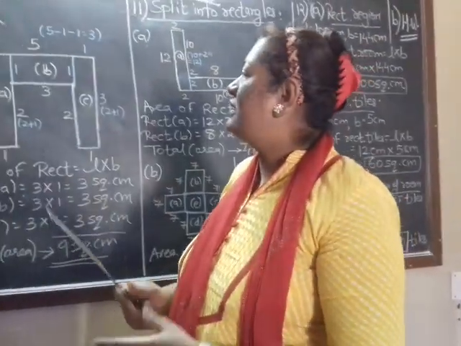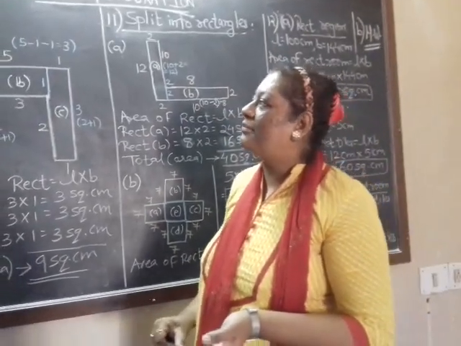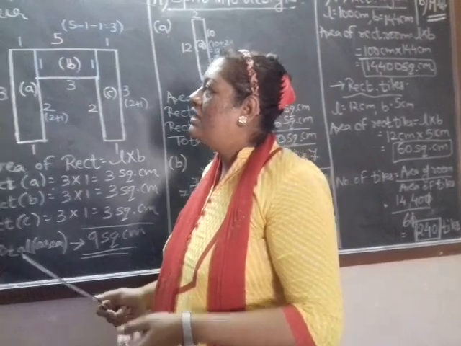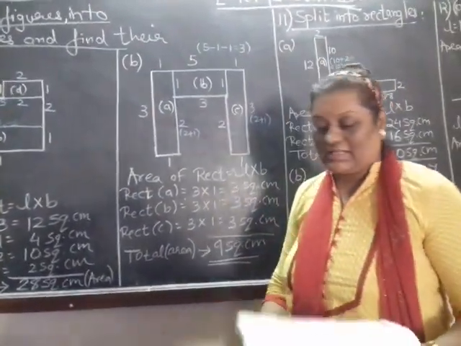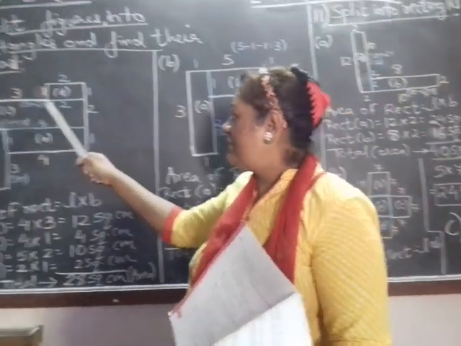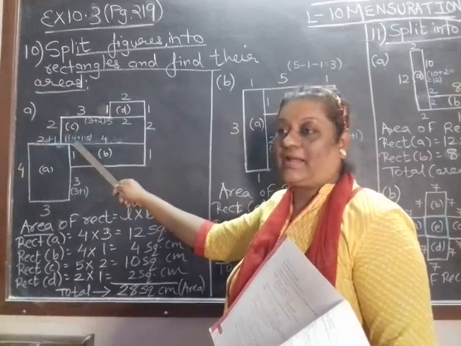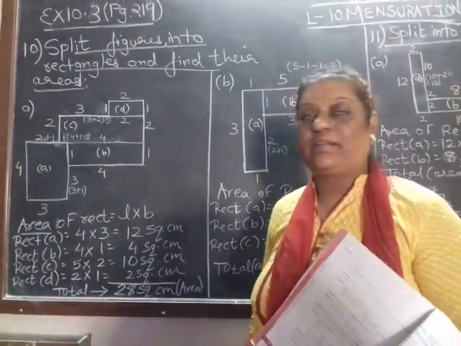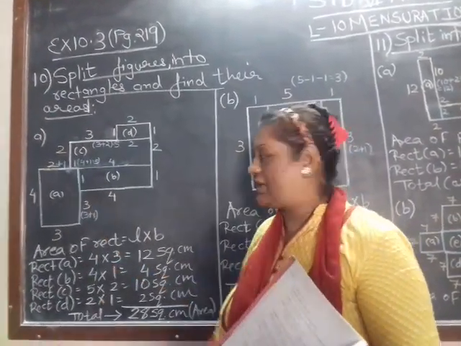Okay, children, continuing with lesson number 10 for 6th maths, exercise 10.3, question number 10, 11, 12, the last three to be discussed. Question number 10: split figures into rectangles and find the areas. Here, what you see with the blue lines in the shape are the extended rectangles. They have been made full according to the measurements given, right? Now, I will explain how these rectangles are to be formed.